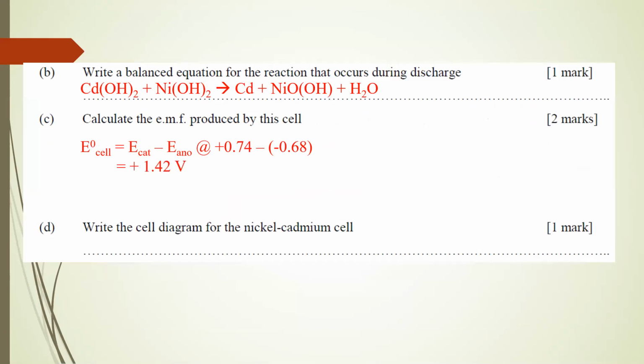Last but not least, write the cell diagram for the nickel-cadmium cell. So you have Ni solid, Ni(OH)2, NiOOH, and because they are in the same state of matter, you are supposed to use the comma in here. Then Cd(OH)2, Cd. So with that, that is more or less how you solve question number 7. Now let's move to question number 8.